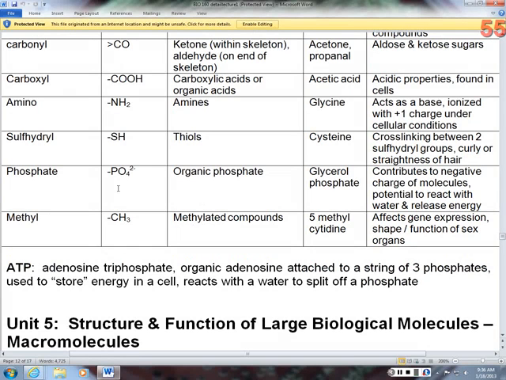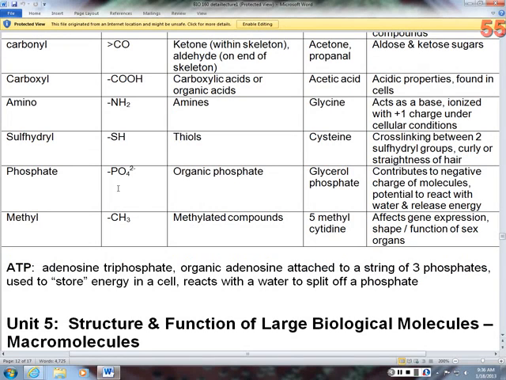Phosphates in there, so that's that PO4 2- in there, your organic phosphate, glycerol phosphate. It will contribute to the negative charge of molecules. It's got the potential to react with water and release energy. So one of the ways you get energy from ATP, your energy currency in the body, is it reacts with water.